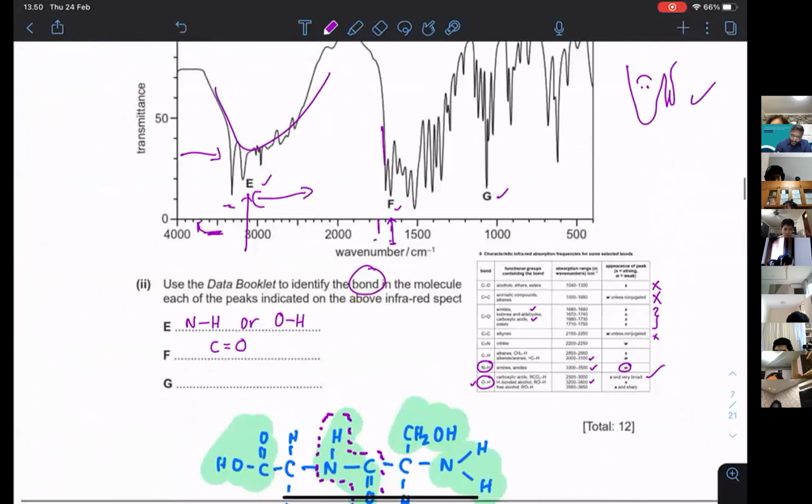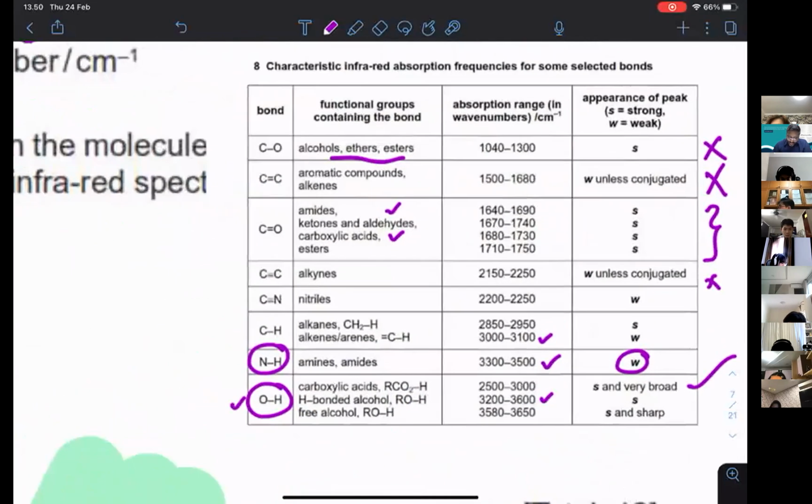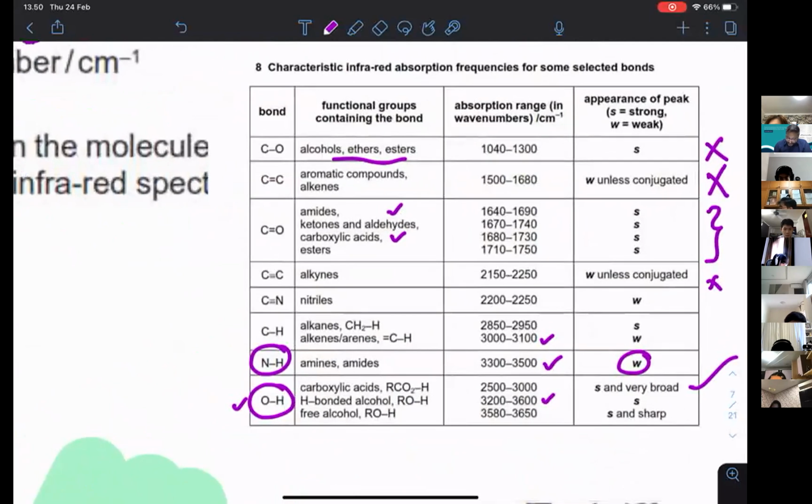Okay, G is around 1250, so it's around 1000 plus. Yeah, 1100 around that. Okay, let's actually look at 1100. So most probably is it going to be alcohol? Okay, this one, or 1100. I don't see any other thing.